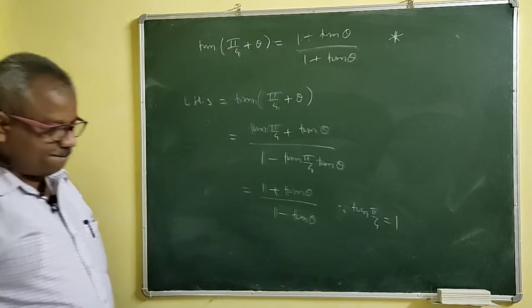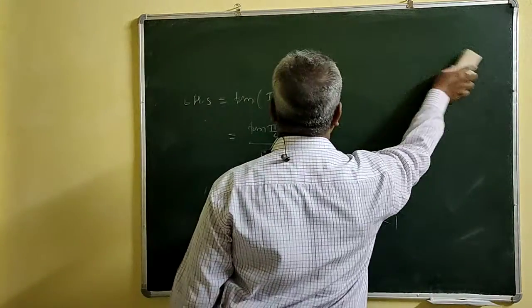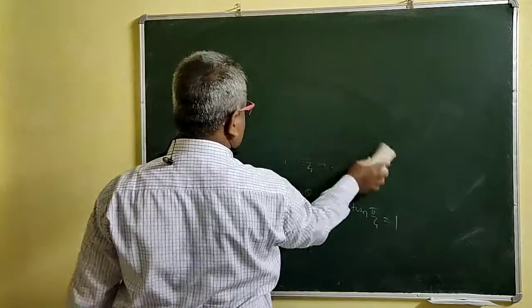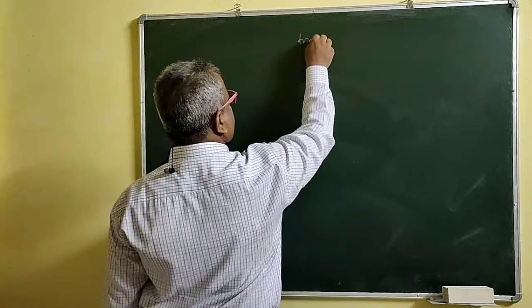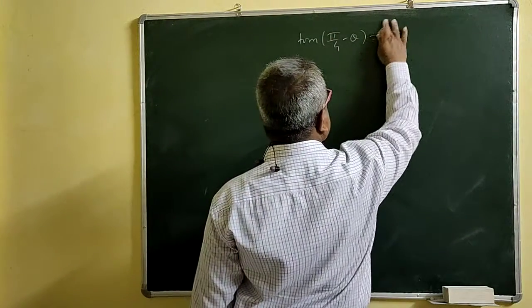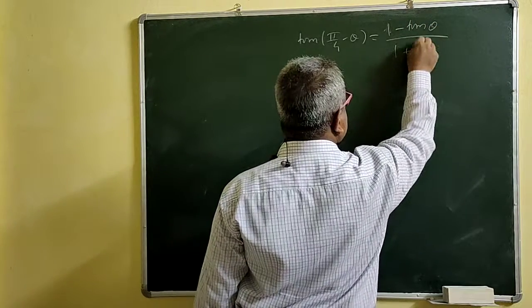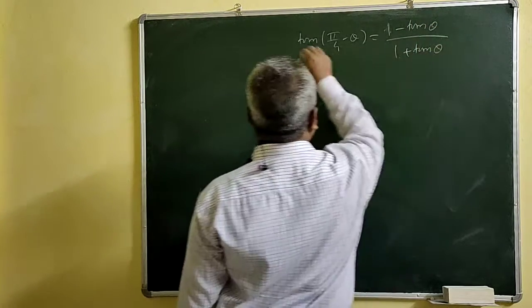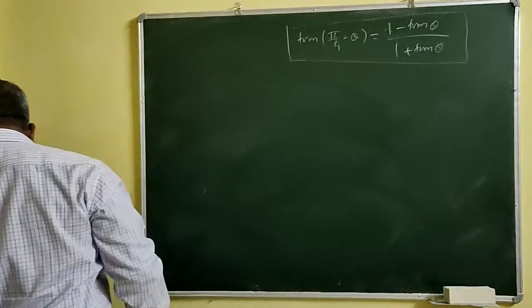Over. So remember this as the formula. Similarly, also prove that. For exercise, prove that tan(pi/4 - theta) is equal to (1 - tan theta) upon (1 + tan theta). Remember this as the formula.